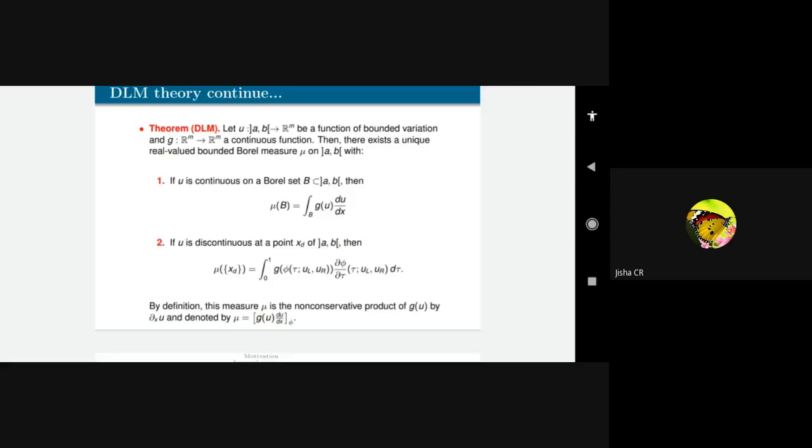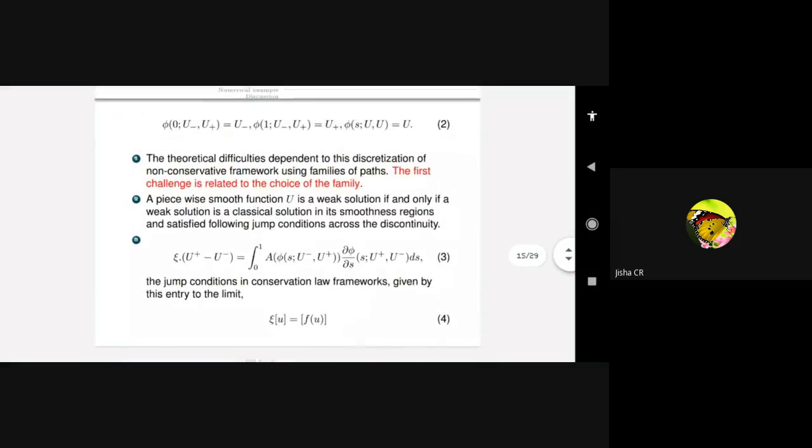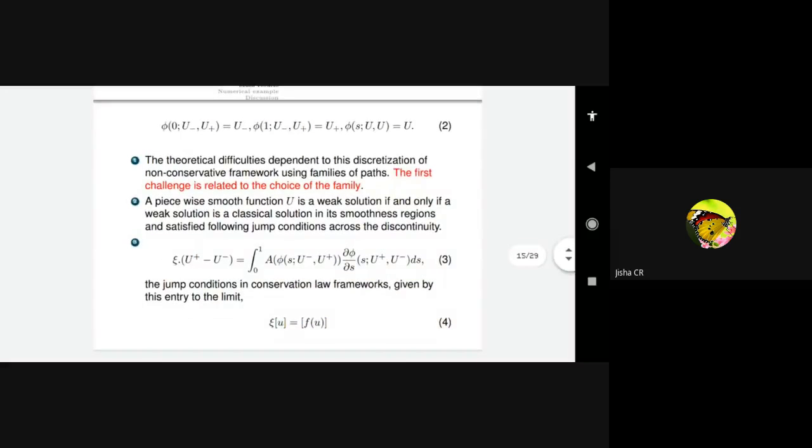Next slide, please. This is the path concept. And next slide. Previously we defined the path function. There is a theoretical difficulty depending on the discretization of the non-conservative framework, so that's why we are using a path. But the first challenge in this area is how to choose the correct path. This is a very big problem in this area.